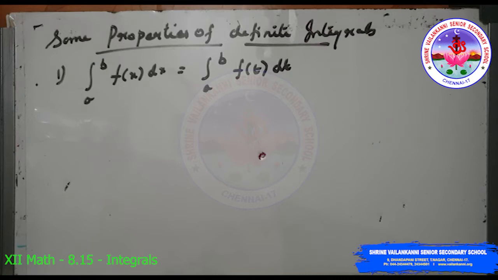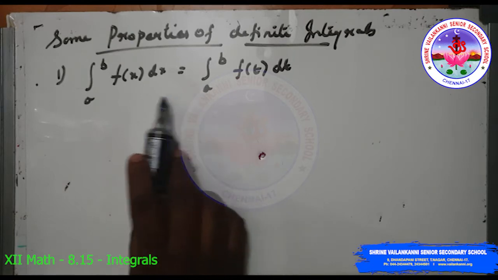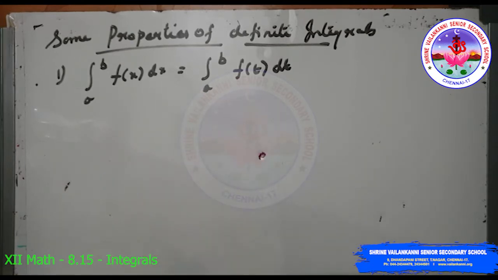First one: integral of a to b f of x dx is equal to integral of a to b f of t dt. It follows directly by making the substitution x equal to t.